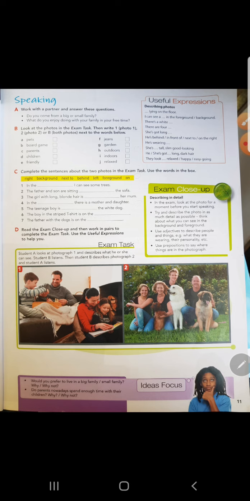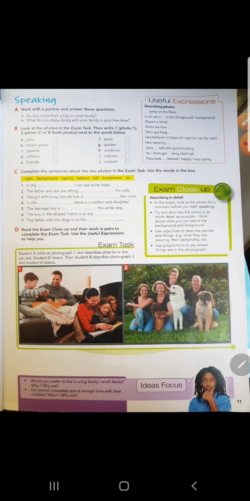So again, when we need to describe a photo, we have to give an introduction, talk about the place, describe positions, describe people's age, describe people's clothes, and don't forget to use one or two adjectives to describe the clothes. Also, we have to describe people's action. And at the end, you can give your opinion.